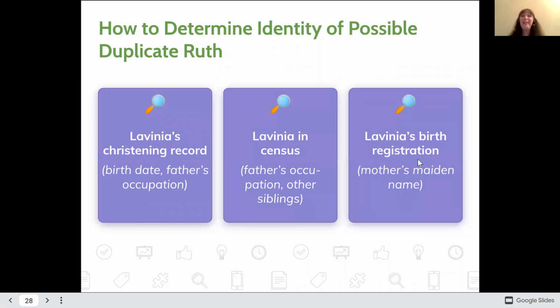And then finally, maybe the most valuable one because it's specific, is to find Lavinia's birth registration and find out what her mother's maiden name is, because we know our original Ruth has a maiden name of Greenwood. So does Lavinia's mother have Greenwood? If so, we can merge them.